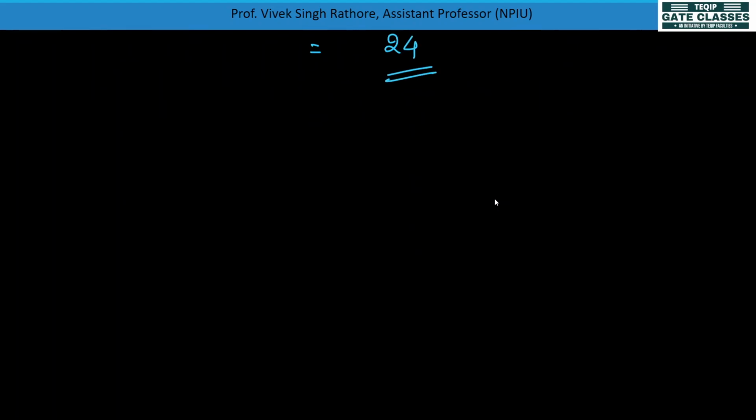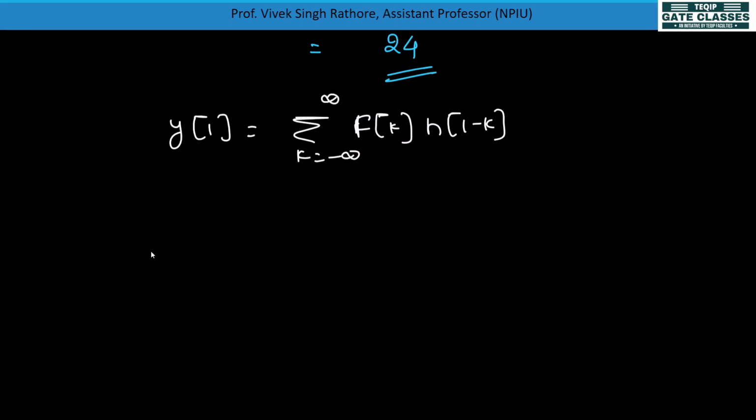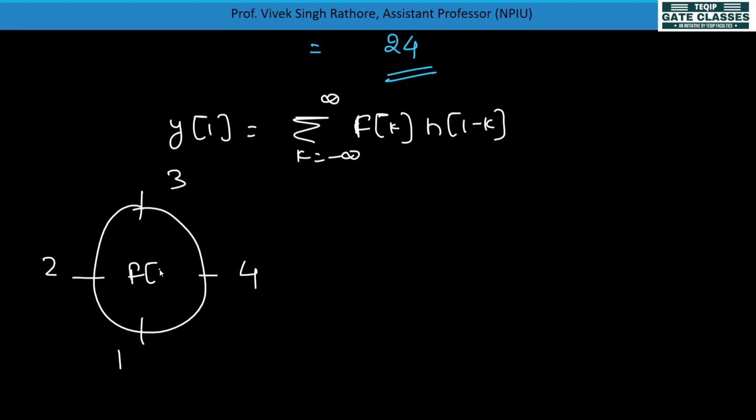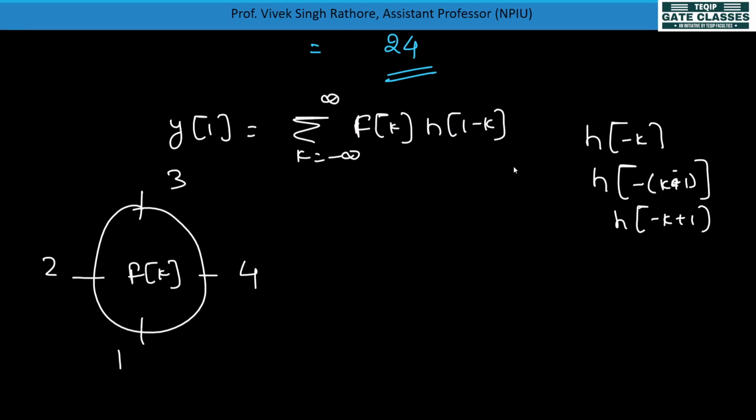No problem with that. Now for the second term, y of 1, what we need to do is, sum over k from minus infinity to infinity, f of k will be there, h of 1 minus k will be there. Now see, your f of k was nothing but 4, 3, 2, 1. This was your f of k. Now you have to do h of 1 minus k. Actually you know h of minus k. Can you write it like this, minus k plus 1, what we need here.